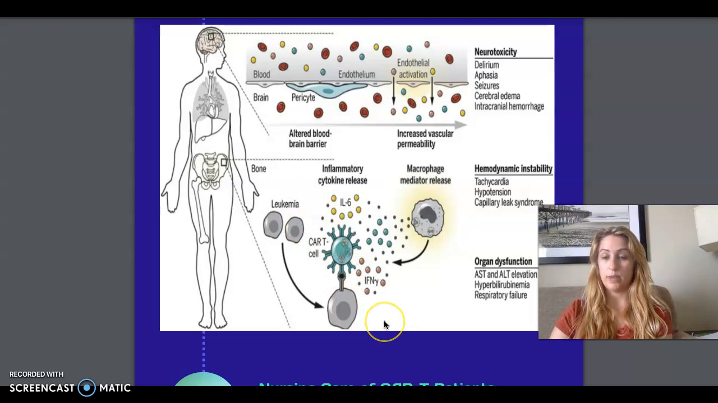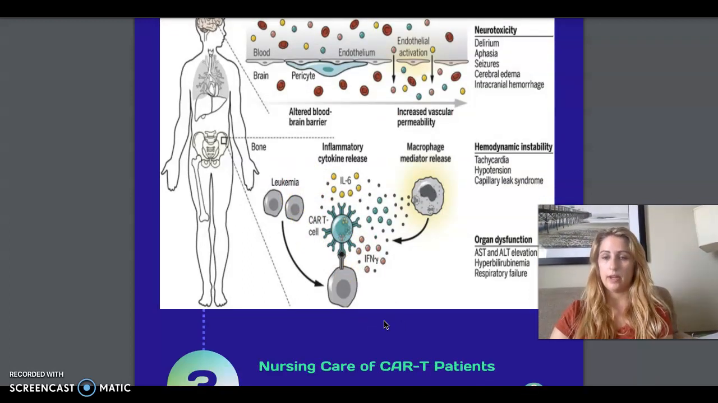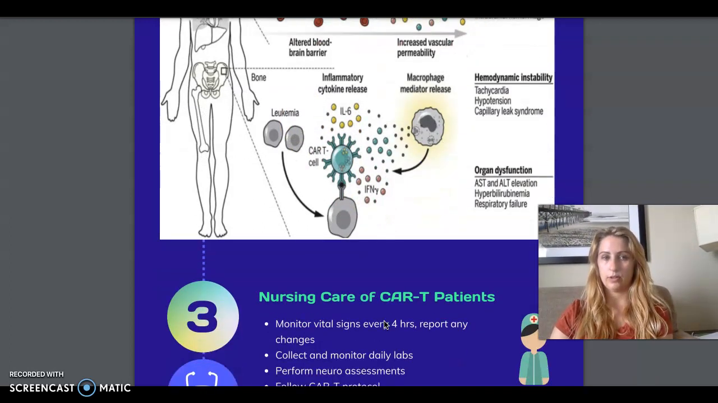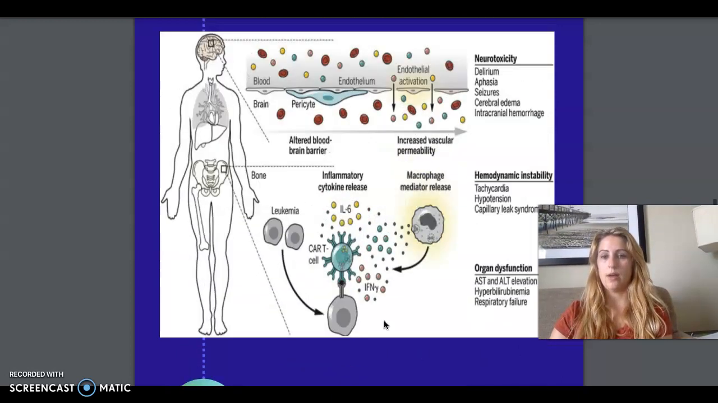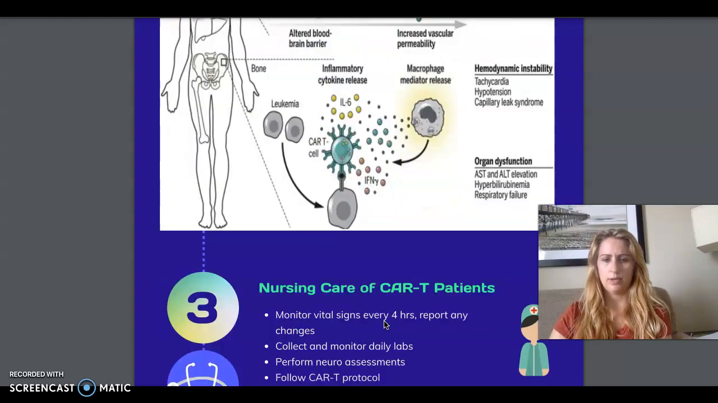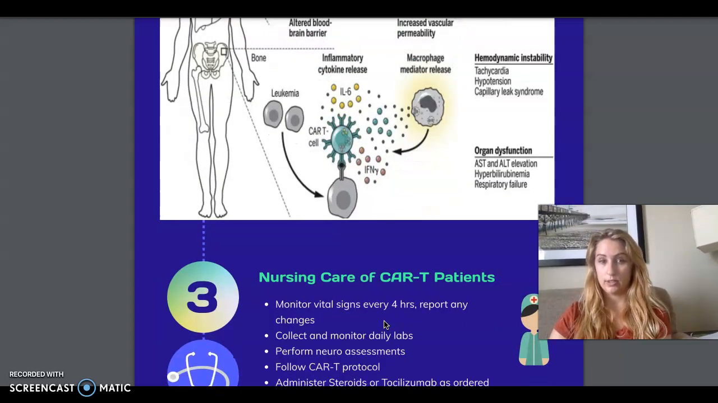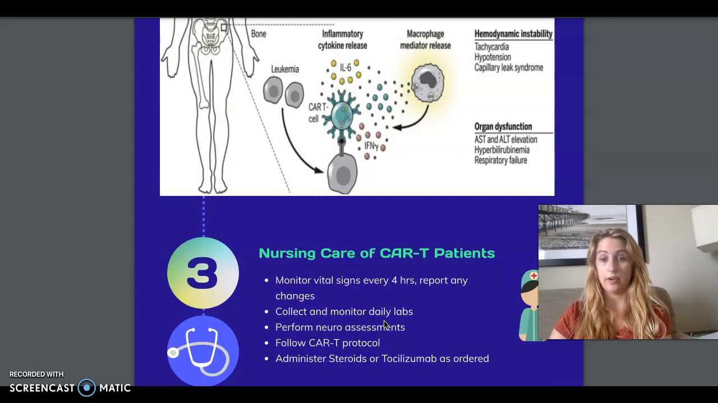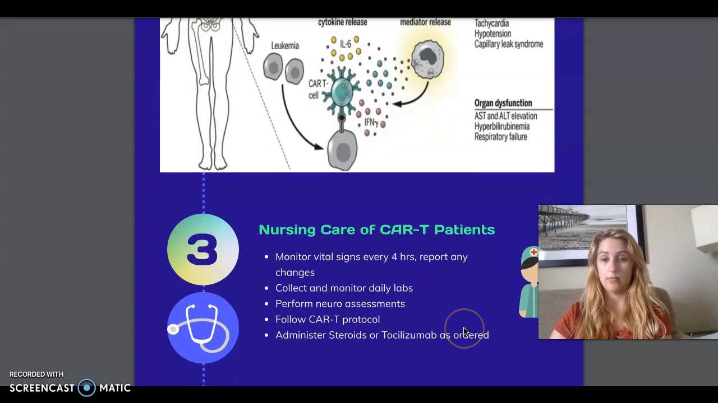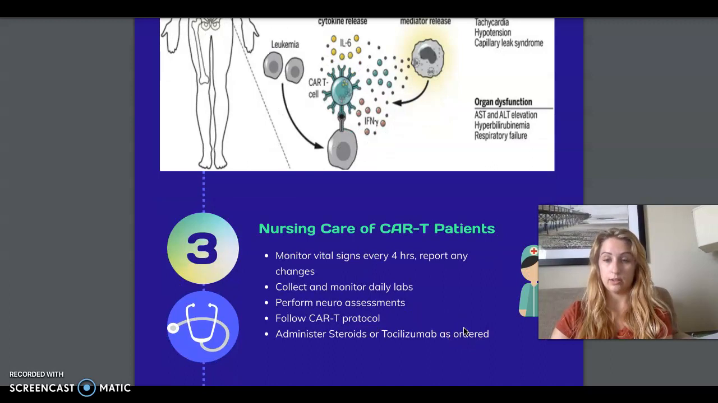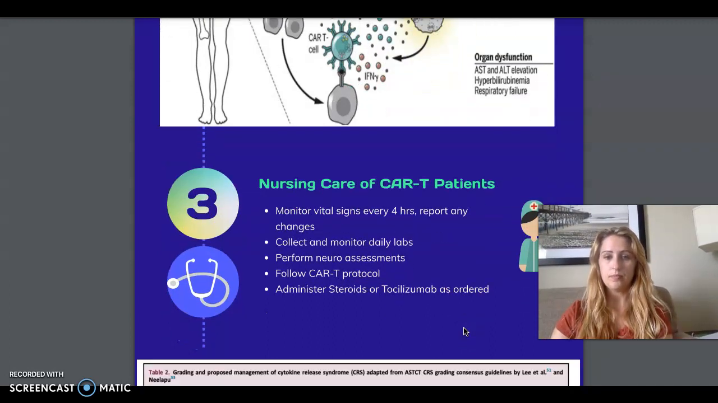So a lot of these patients may end up going to the ICU, and that is why it's very, very critical that nurses are prepared to identify neuro symptoms, signs and symptoms of cytokine release syndrome. Because if we don't recognize those signs, our patients are at very high risk. So we need to get them to a higher level of care if we can't take care of them.